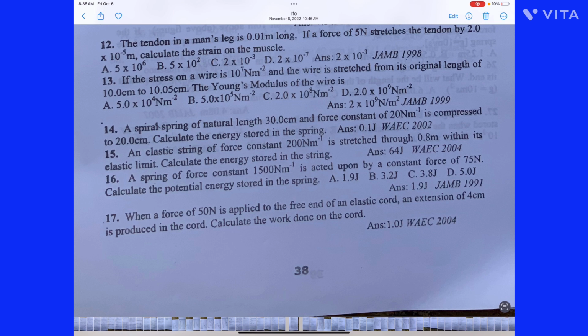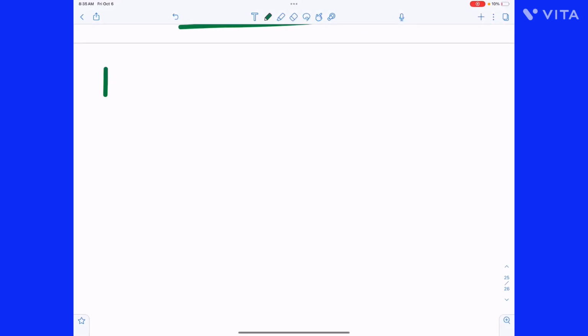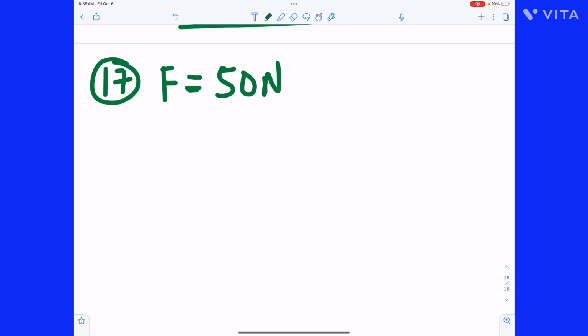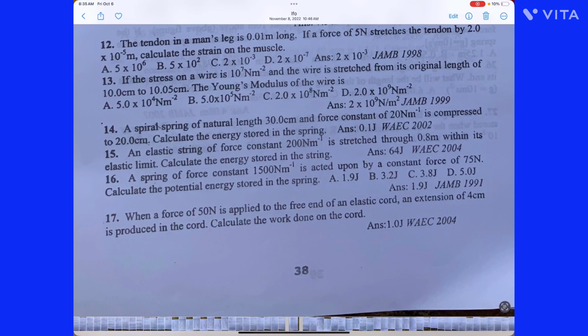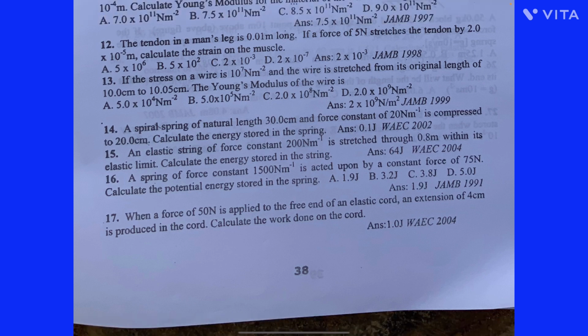Okay, number 17. When a force of 50 newtons is applied to the free end of an elastic cord, an extension of 4 centimeters is produced in the cord. Force of 50 newtons produces an extension of 4 centimeters. First of all, 4 centimeter is not the SI unit of length. So we can change this to SI unit by dividing it by 100. That will give us 0.04 meters. Can you see that? So force of 50 newtons produces an extension of 0.04 meters. It says calculate the work done on the cord.